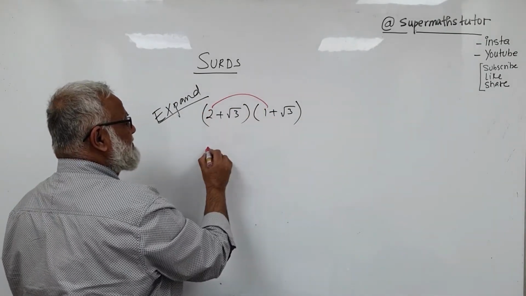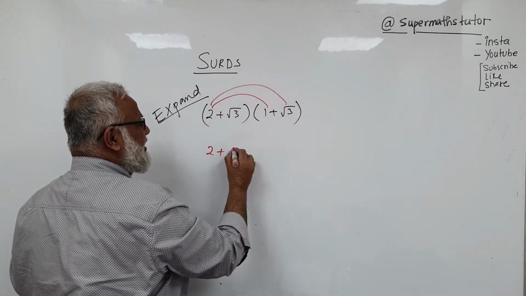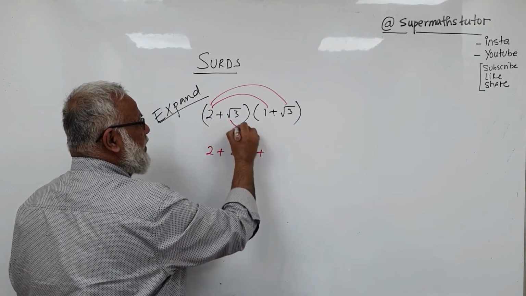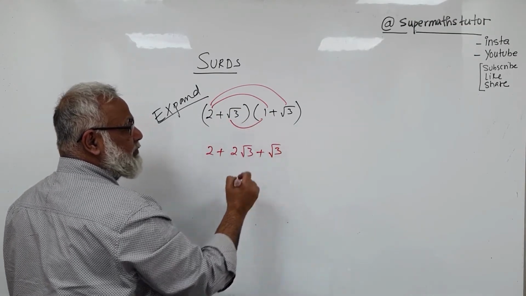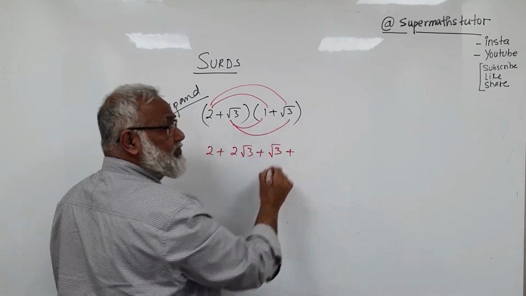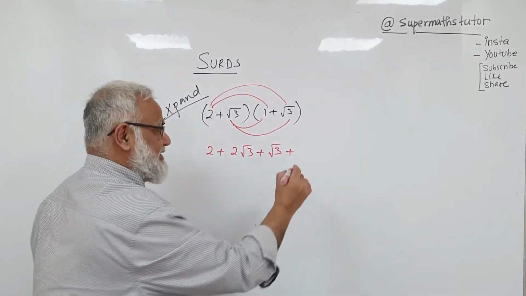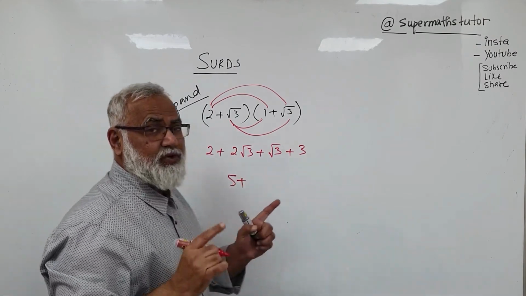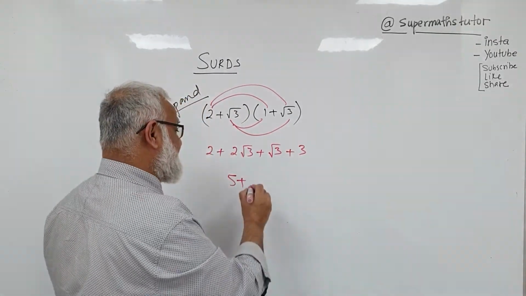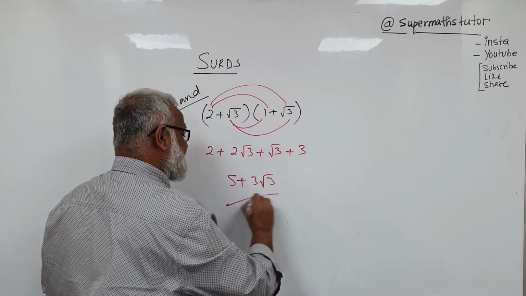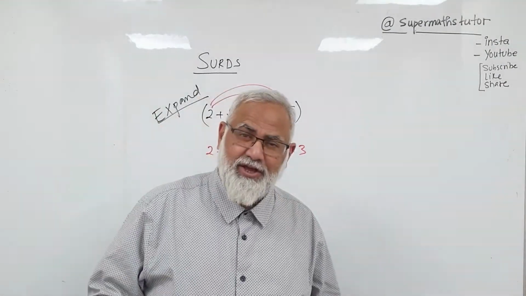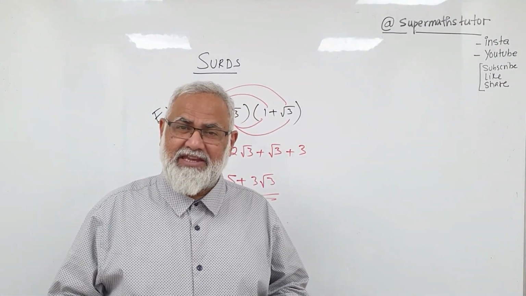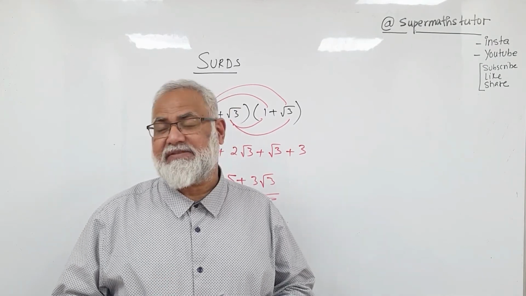2 times 1, 2. 2 times root 3, 2 root 3. 1 times root 3, root 3, I'm not writing it. And root 3 times root 3, yes, 3. So 3 plus 2 is 5. And 2 root 3 plus 1 root 3 is 3 root 3. And that is the answer. So hopefully you have an idea of how you multiply or expand the surds.